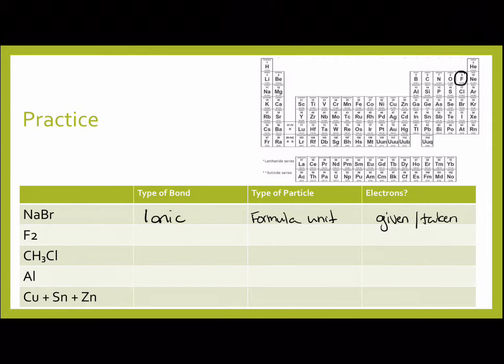Our next one is F2, fluorine. Fluorine is in group 7. It's a nonmetal, which means that it is covalent. And since it's 2 fluorines, that would make it nonpolar covalent. So the type of particle would be a molecule, and the electrons are going to be shared equally.